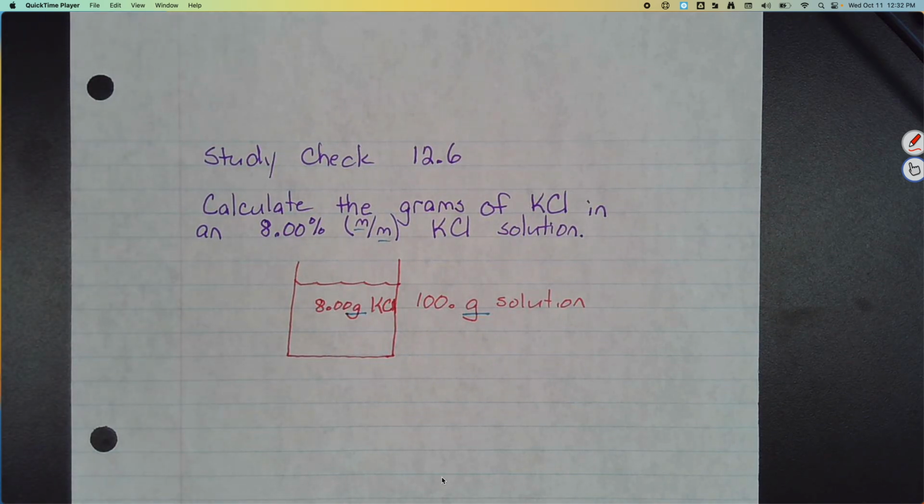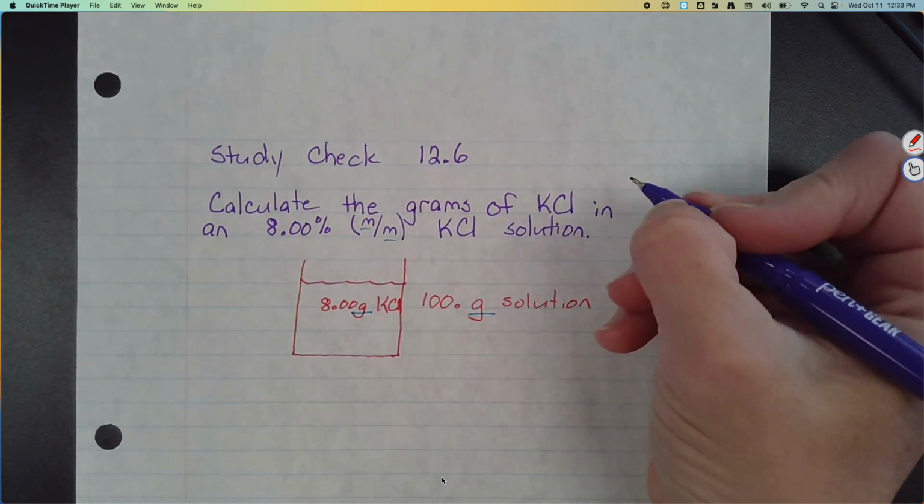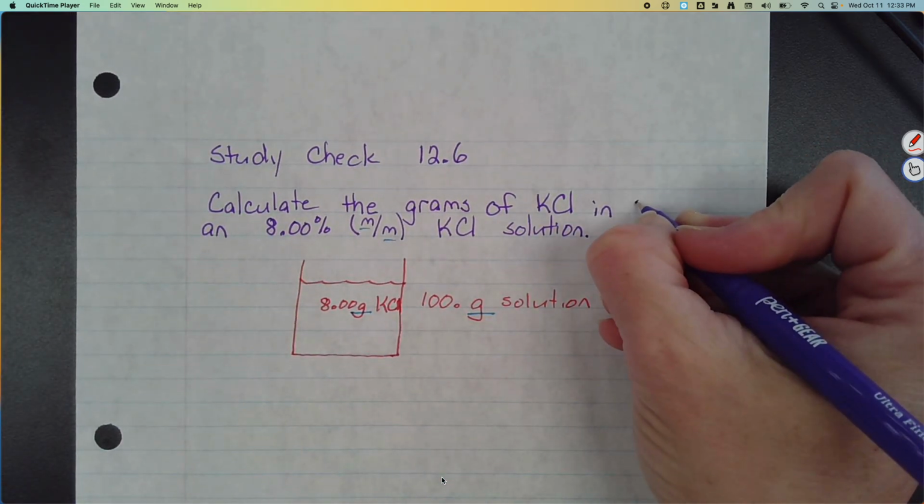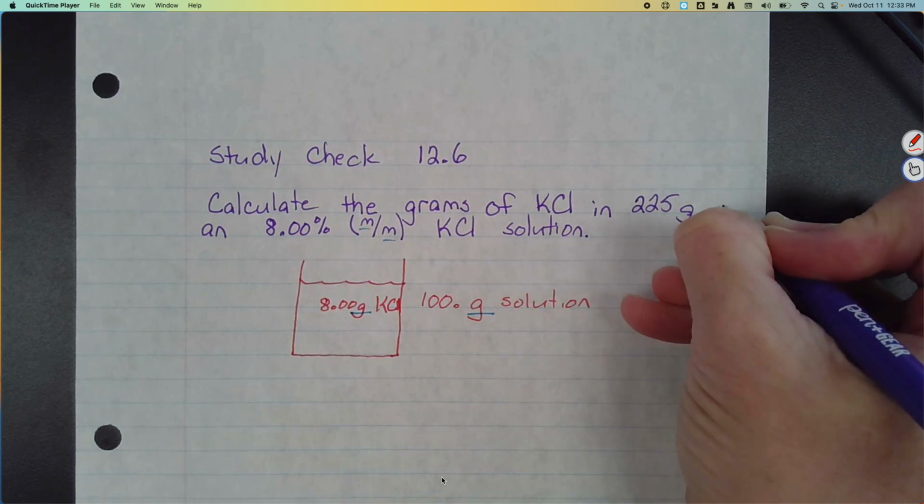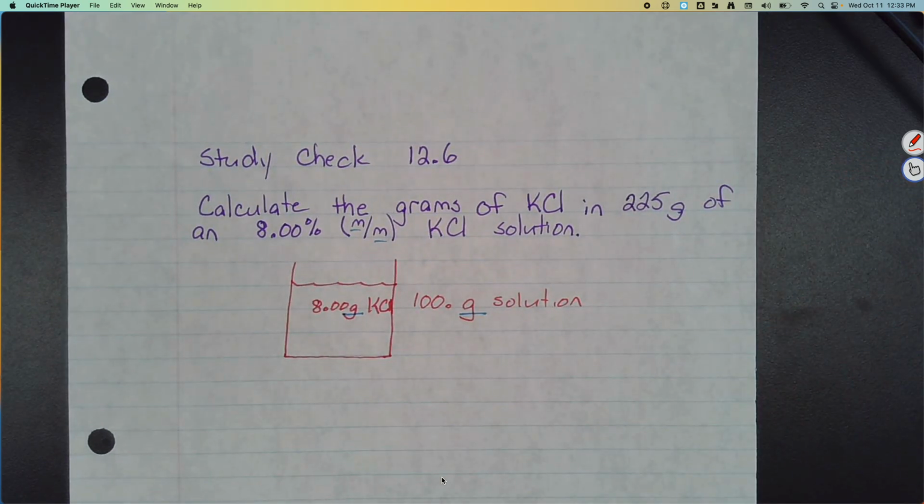So I need to figure out how much of this I have. I think I left out a word in my example problem here because we haven't got anything to work with. Study check 12.6. We definitely don't have enough information here to do anything. Calculate the grams of KCl in 225 grams of our solution.